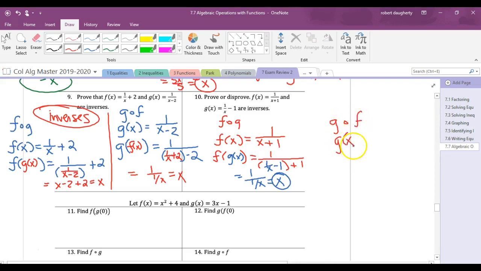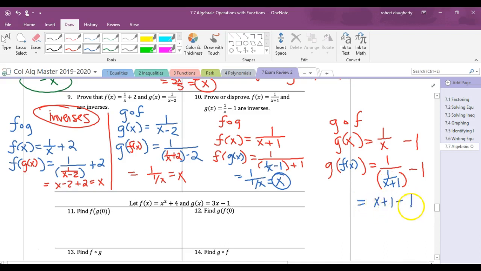So g of x is 1 over x minus 1, blank parentheses. What gets substituted in is f of x. F of x is 1 over x plus 1. So this is x plus 1 minus 1, which is x. So these are inverses of each other.